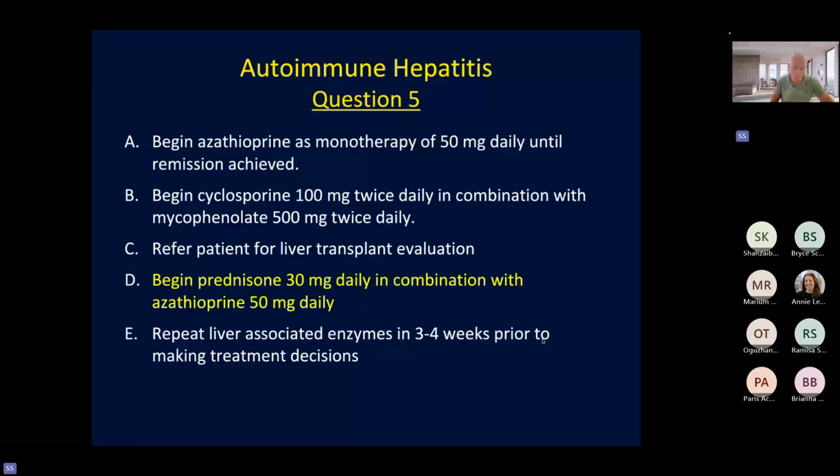Right. It's not really going to get better in 3 to 4 weeks. Oh yeah, right, because we're just starting it off. That's why we're starting with 30 milligrams of prednisone. We're going to taper it down, right? Yeah. Okay, thank you.